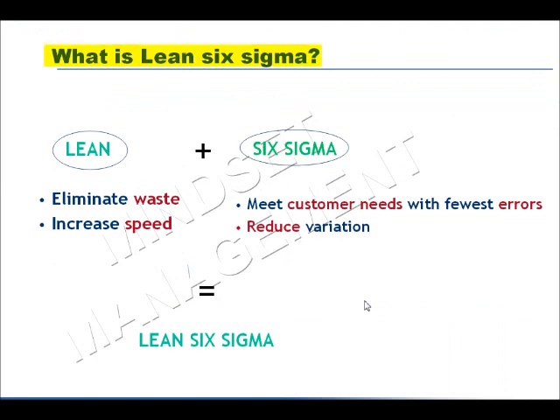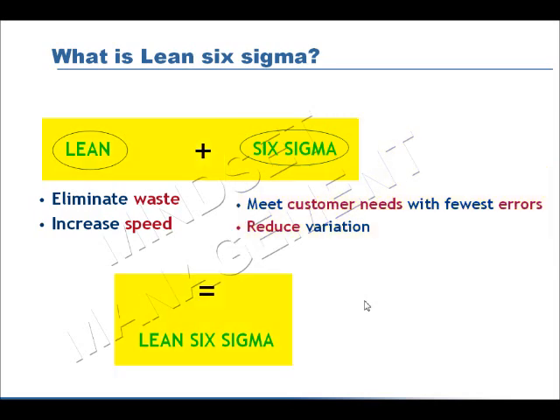What is Lean Six Sigma? Lean Six Sigma is a combination of Lean principles and Six Sigma techniques to improve business. Lean evolved from manufacturing, applying practices to eliminate waste and increase speed. The term lean was coined at Toyota, since it involved less and less of inputs, like effort, time, etc., to get the same output in a process. Six Sigma attempts to meet customer needs with fewest errors and reduce variation. Lean Six Sigma involves combining both methods.